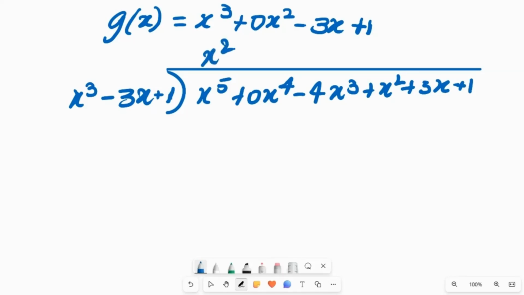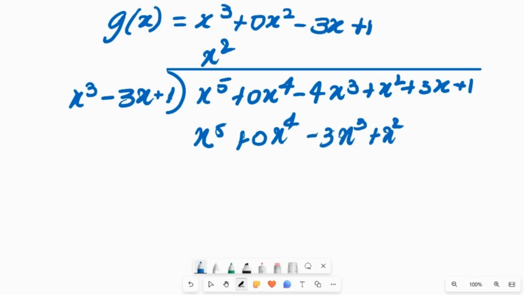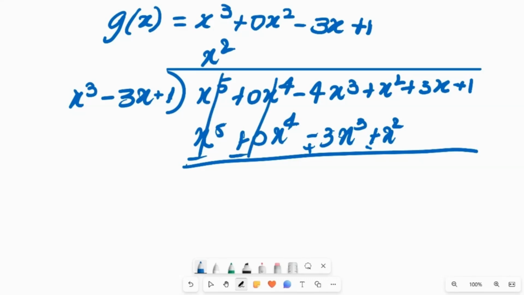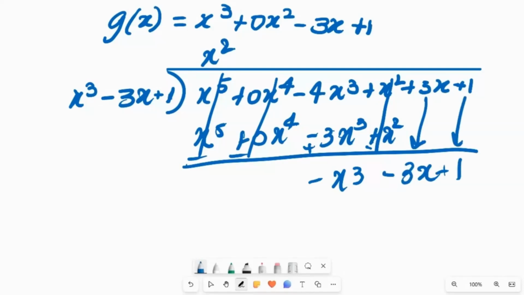So multiply all terms with x square, we would get x power 5 plus 0x power 4, since we don't have x square term here. Next we have minus 3x cube plus x square. So when we divide it, change the signs, this minus minus plus, and this would be minus. So x power 4 minus x power 4 is 0. Plus 0. Minus 4x cube plus 3x cube is equal to minus x cube, and this should also be 0. Next, bring this down here, 3x, and let's bring this also down here, plus 1.